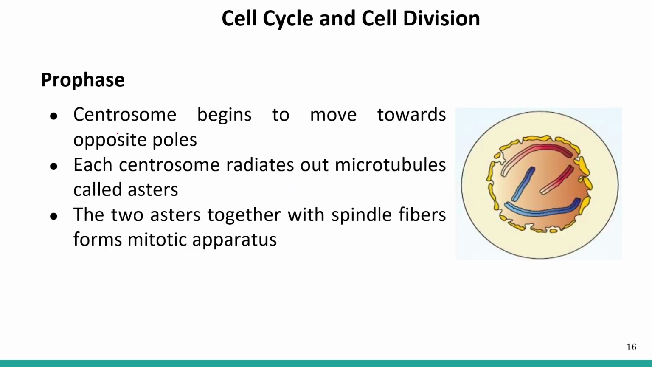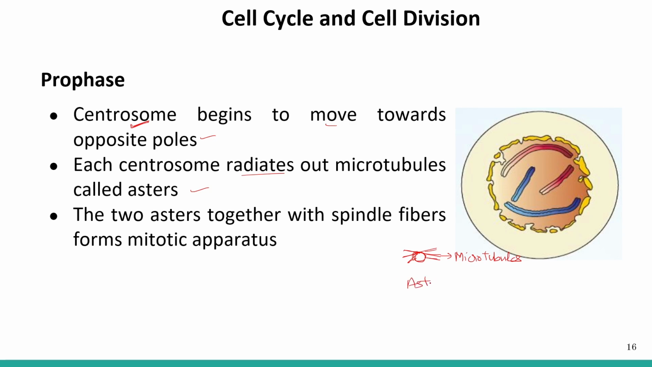Now what else is happening during prophase? The centrosome begins to move towards the opposite poles. This also we have seen. The centrosome, which contains the centriole, begins to move towards the opposite pole, and it radiates out microtubules called aster. So if this is a centrosome, it radiates out the microtubules, which are involved in the formation of spindle fibers, and this forms an aster.